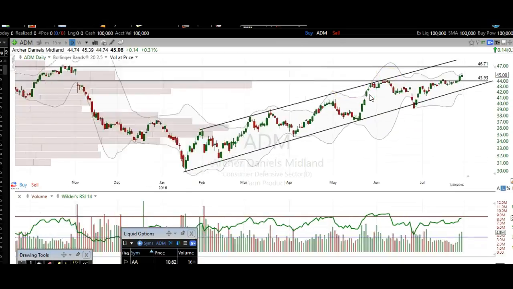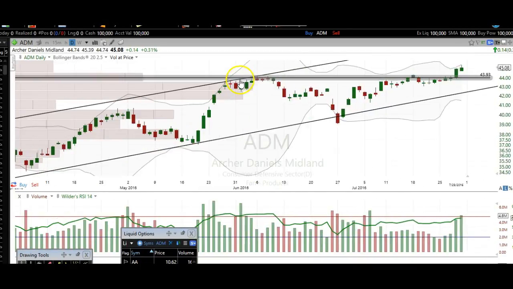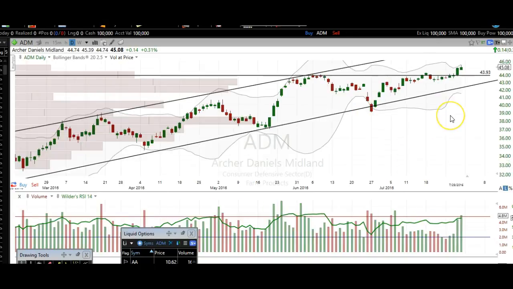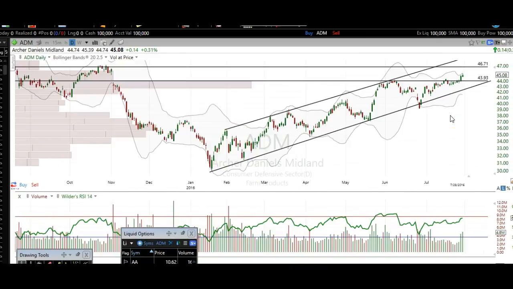Another thing that I'm seeing here is we broke over this little resistance we had at about $44. You can see that it was resistance right here, these several candles, and we broke over that with this candle right here, and we did so on some heavy volume. The next day was followed by another heavy volume day, well above the previous few weeks average volume. So definitely think that ADM heads higher.